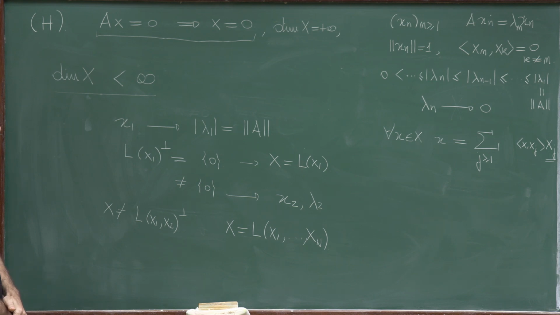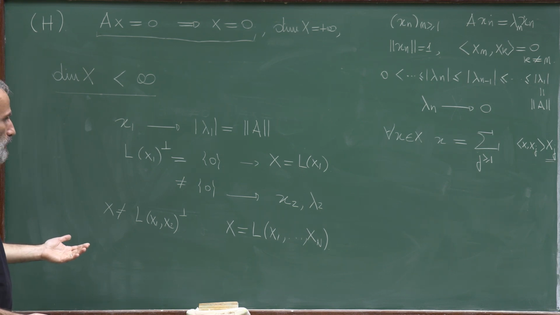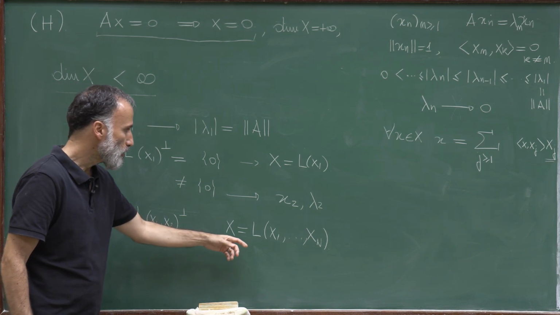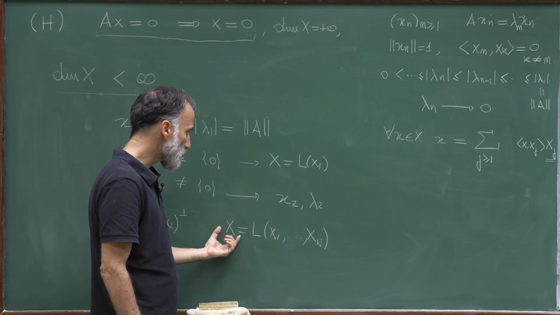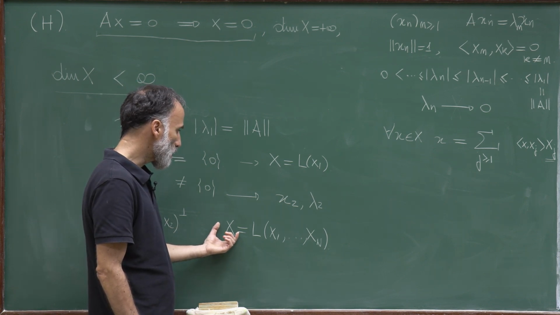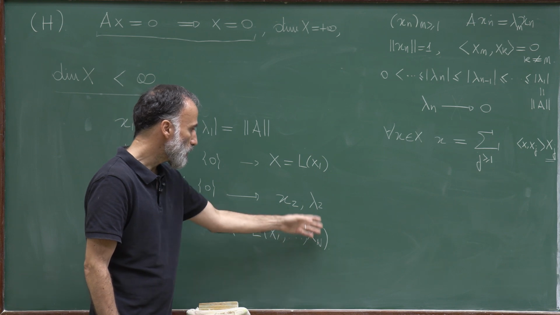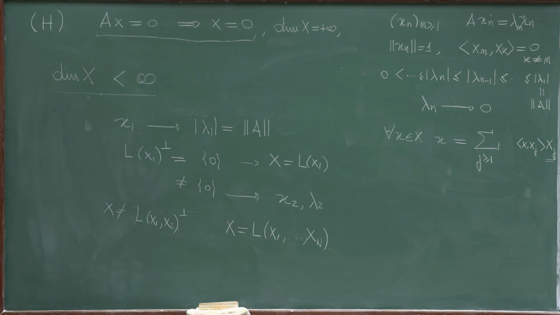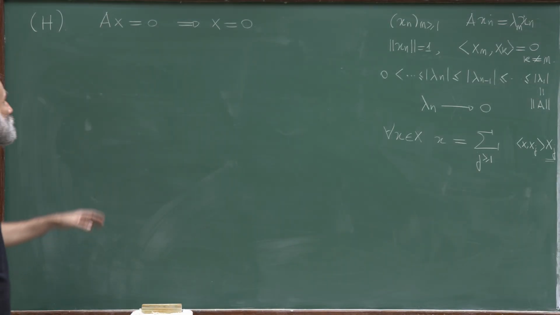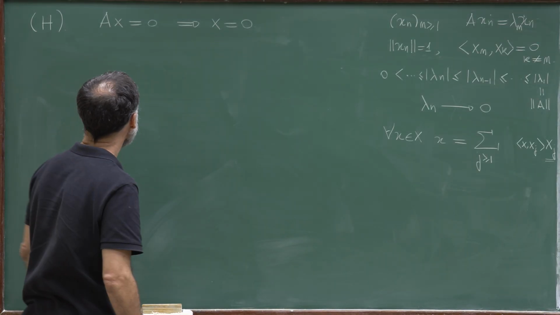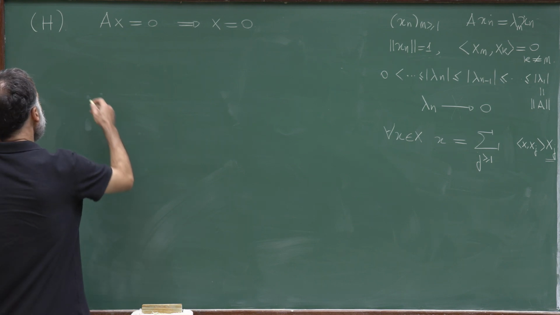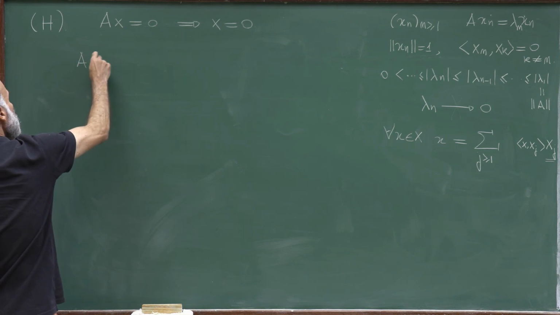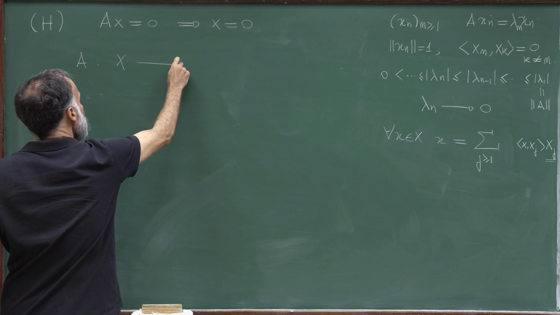So the situation in which the dimension of the space is finite follows from our previous argument. The only difference is that at some point we will stop our construction because X will be the space generated by a finite number of these eigenfunctions. So finally, let's remove this assumption. So we have an operator A acting from X to X.